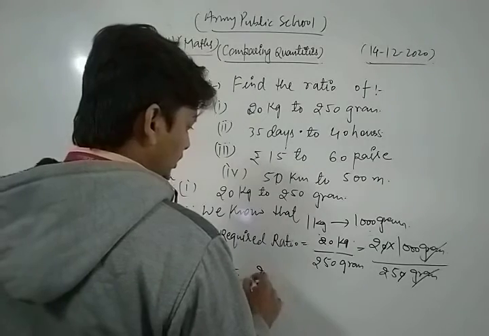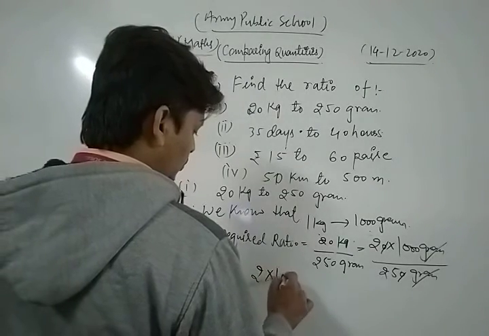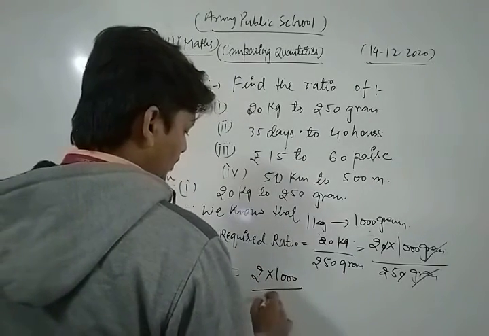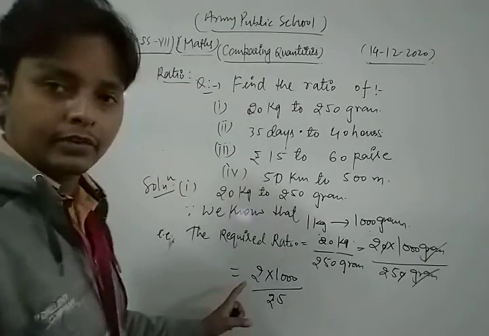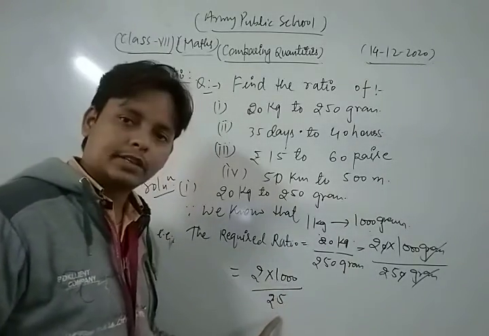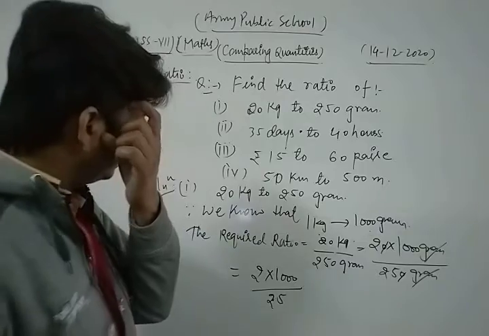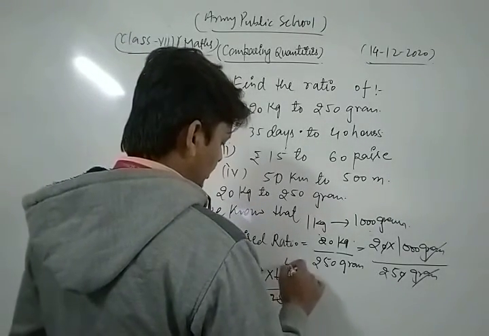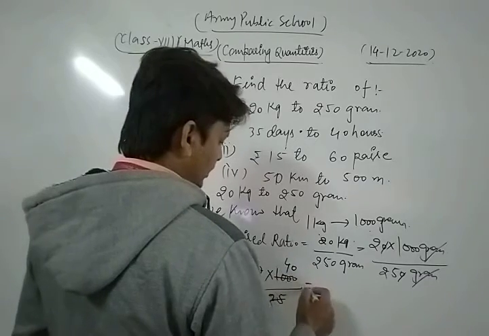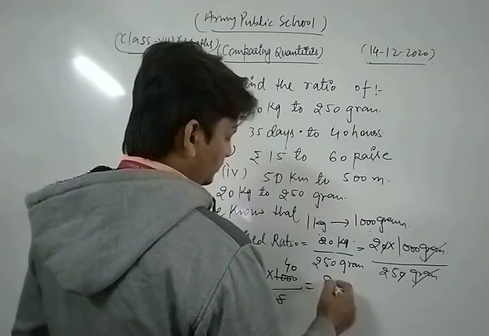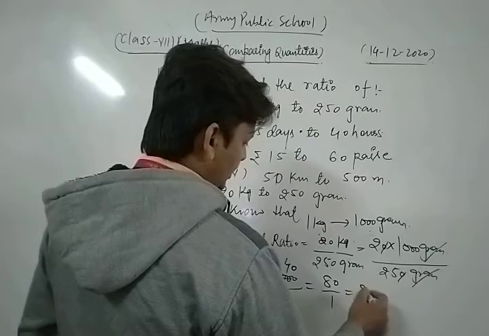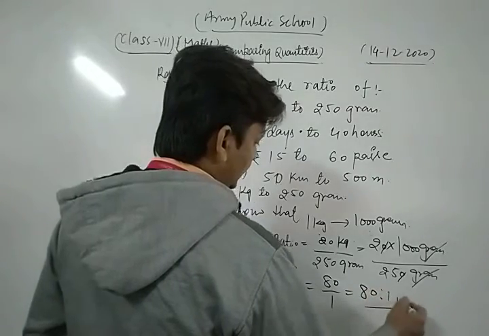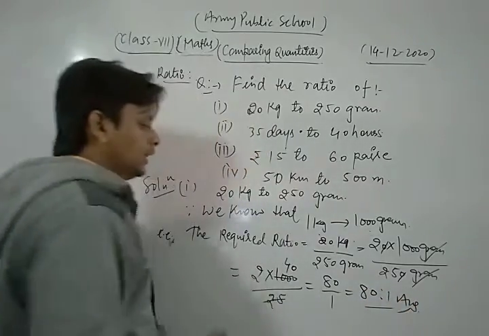Now we get 2 into 1000 divided by 25. Let's see what we get. 25 times 4 is 100, so we get 40, and 2 times 40 is 80 upon 1. The required ratio is 80:1. This is our required solution of the given question.